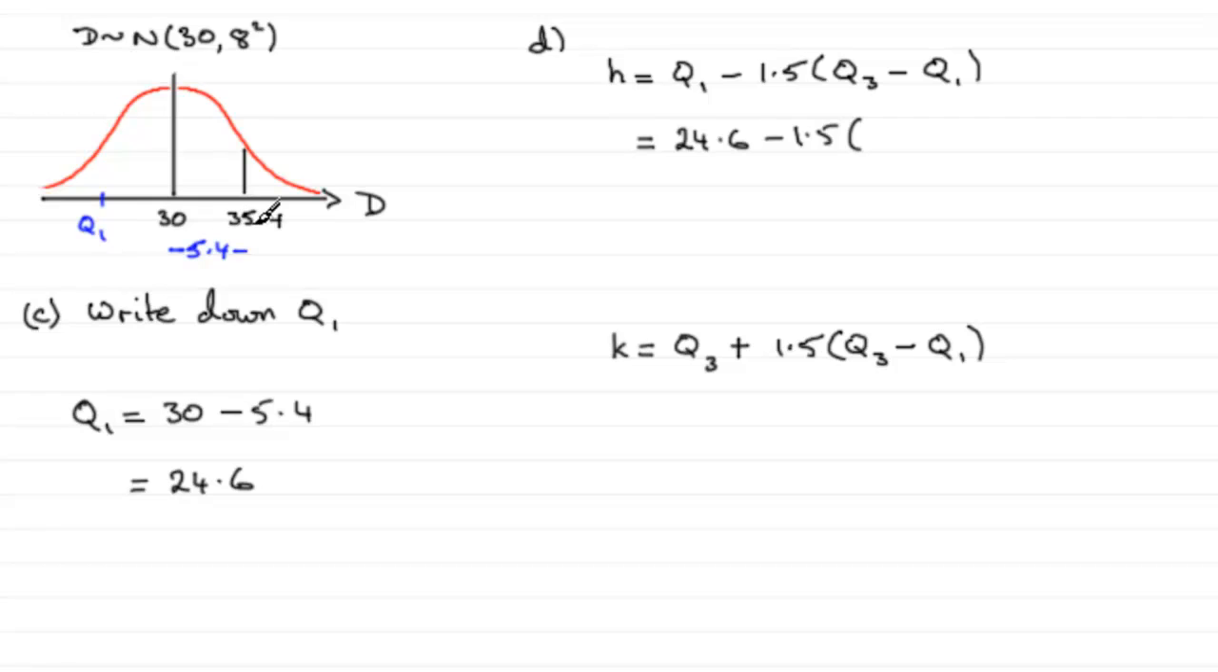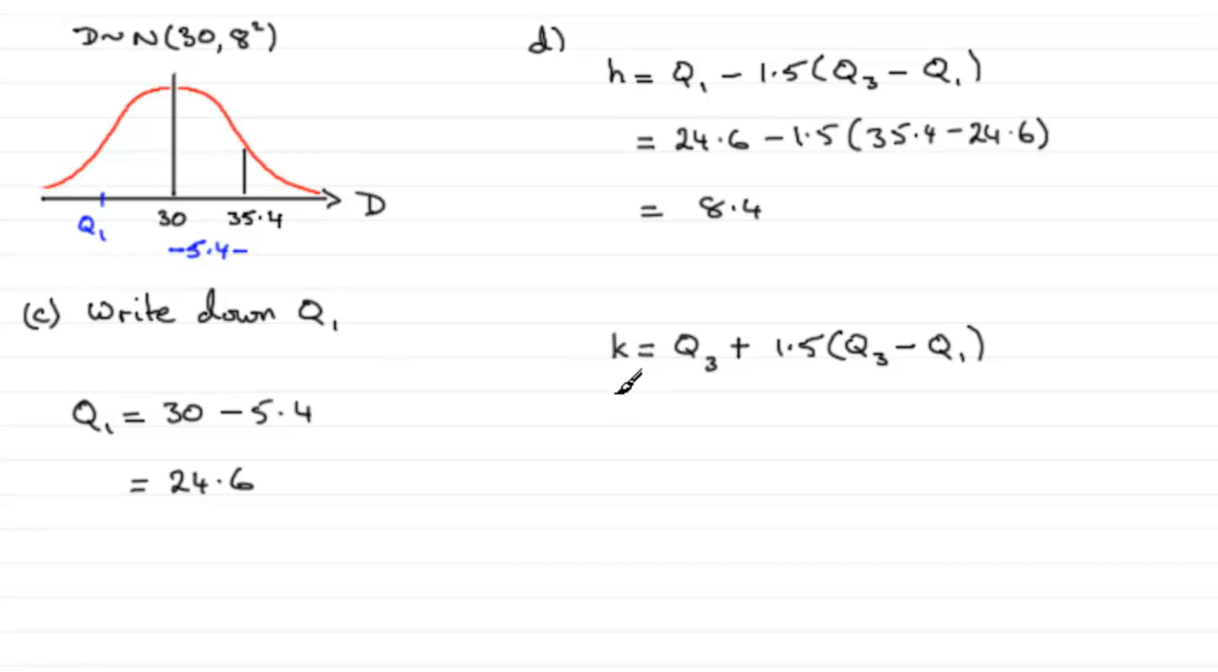And if you were to do that, 35.4 minus 24.6, we'll put it in anyway, 35.4 minus 24.6. You can see it's going to be 10.4, that width there, 10.4. Anyway, work that out, and what you should find you get is 8.4. So anything below 8.4 is going to be an outlier, an extreme value if you like.